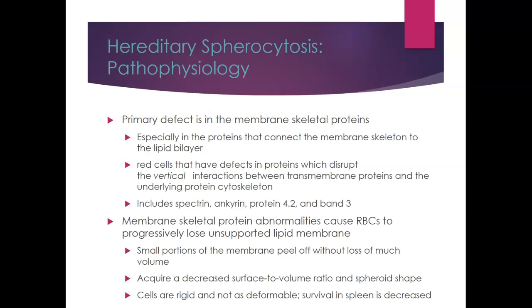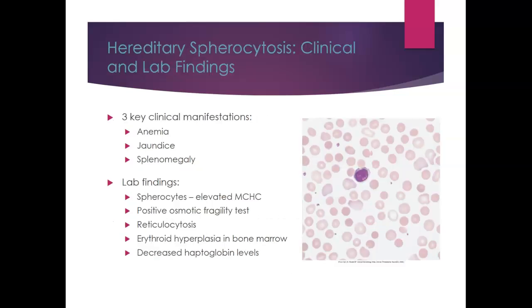So the membrane skeletal protein abnormalities cause the RBCs to progressively lose unsupported lipid membrane, which will again cause them to be very small and dense. Small portions of the membrane actually peel off without much loss of volume, and this acquires a decreased surface to volume ratio and a spheroid shape. Cells are very rigid and not as deformable, and survival in the spleen becomes decreased.